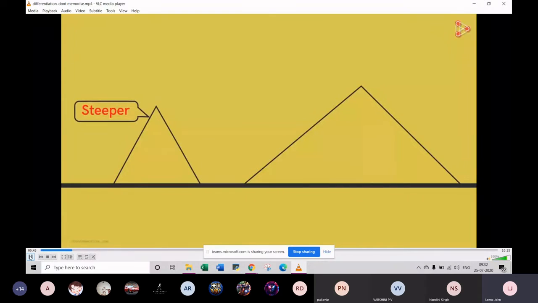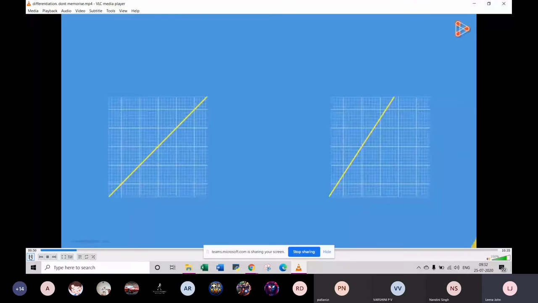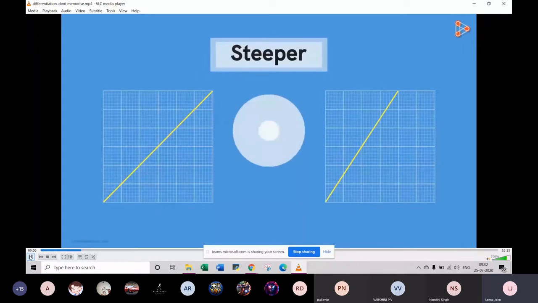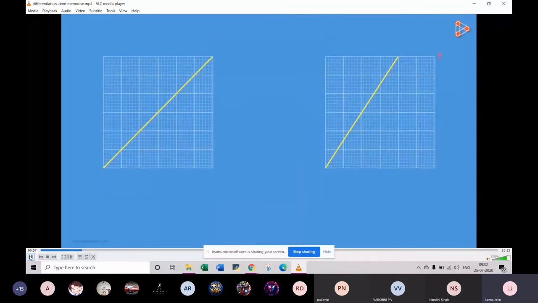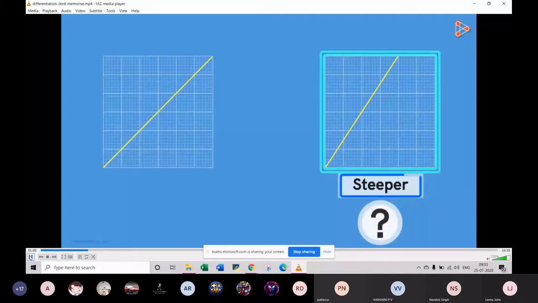Now let me ask you a question. What do we mean by steepness? For example, consider these two straight lines. Which one is steeper? Here the difference is subtle, but we can see that it's the second one. But can you think of a way to concretely prove that the second one is steeper? It's slope. It's the measure of the steepness of the line.